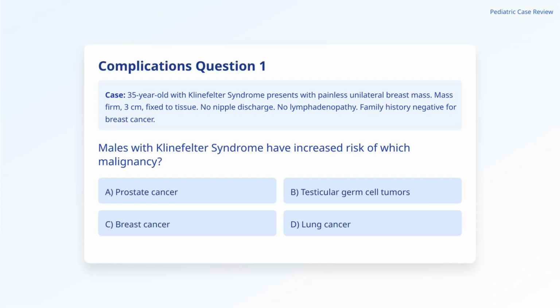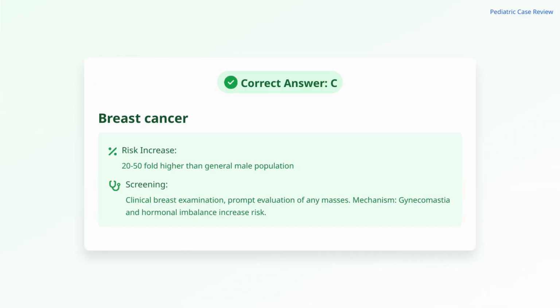Option A: prostate cancer. Option B: testicular germ cell tumors. Option C: breast cancer. Option D: lung cancer. The correct answer is C: breast cancer.